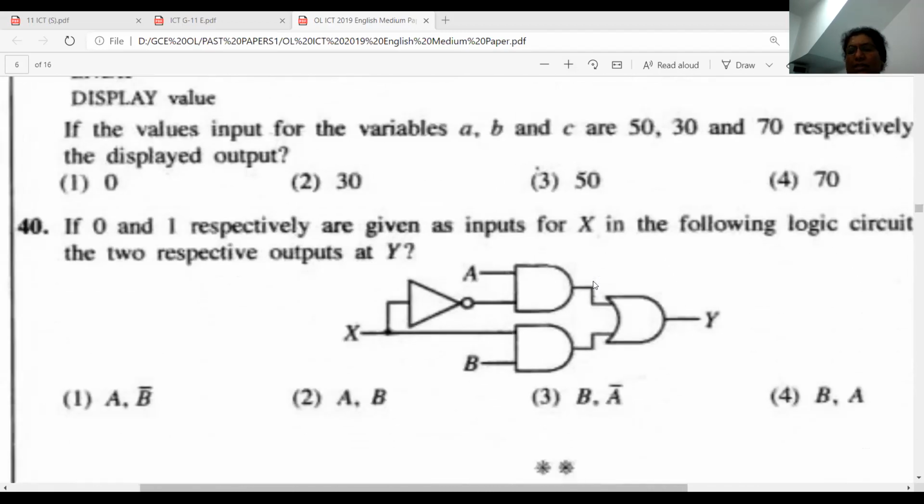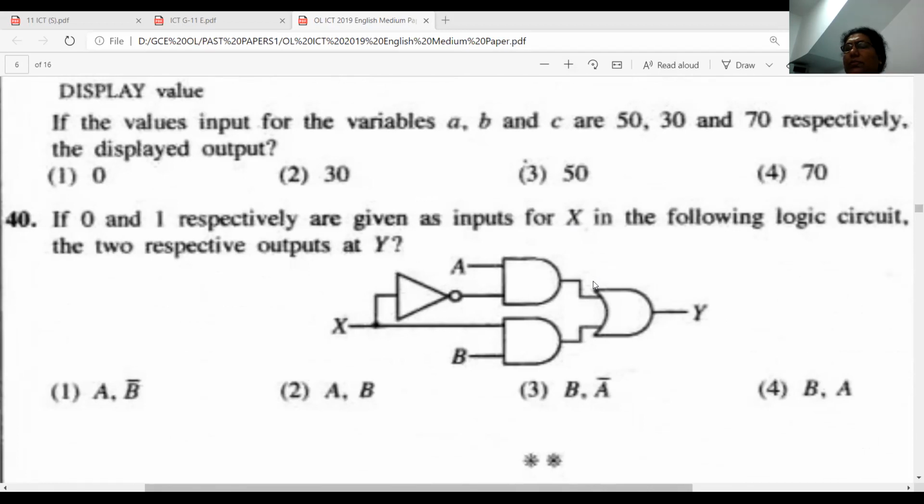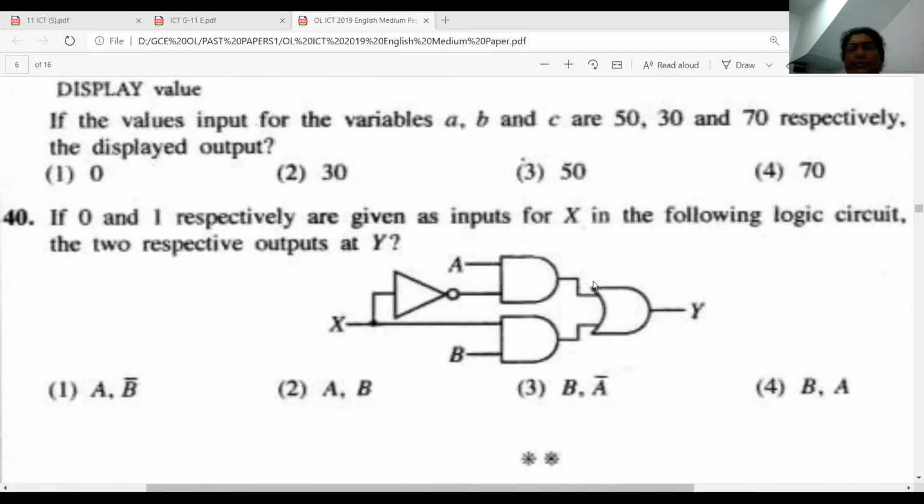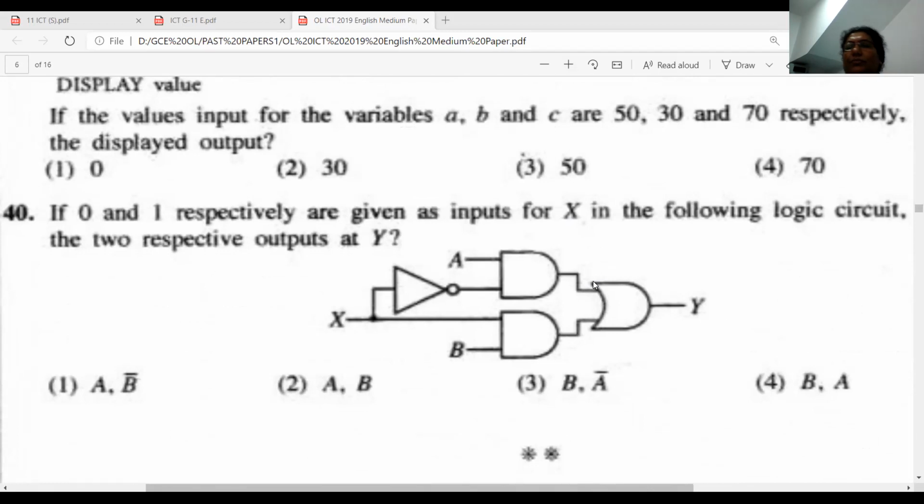Okay, we discussed this one. If it is yes, please tell me, right? If it is not, it's okay. No need to worry about that. You have to do it.